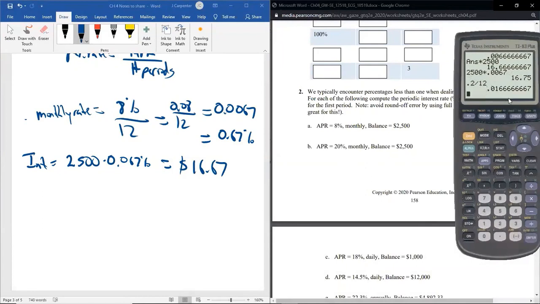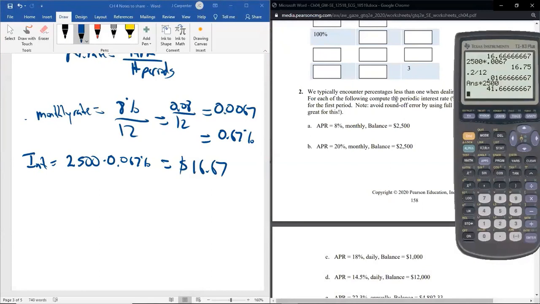So this would be the periodic rate as a decimal. If you move it right twice, you would get 1.67% monthly. And then you'd multiply the 0.016666666 times your balance of 2,500, and you get your interest of 41.67.